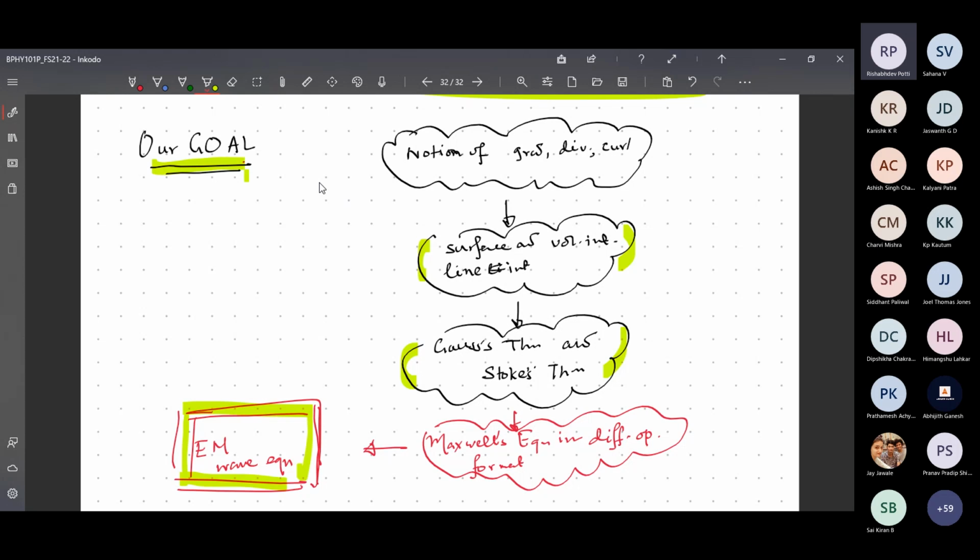So what is the last red color item, sir? Maxwell's equations in differential operator format. Okay, sir. Thank you, sir. Sir, in the second you have written surface and volume integral. After that, line integral. Okay. Line integral, what we have done just now, is a fundamental theorem of calculus.